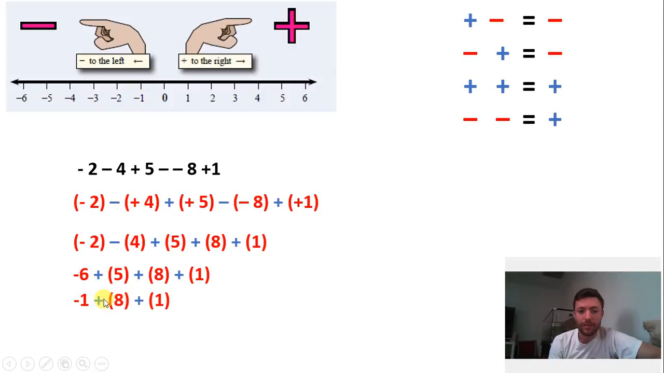So -1 plus 8 plus 1. So now -1 plus 8. So I'm going to go 1, 2, 3, 4, 5, 6, 7, and we would have gone to the 8, but we started at -1, so that would have been 7. And then 7 plus 1, which you should know is 8. So our answer, if we simplified this down, we get 8. Might be a little bit complicated, it might be really easy, up to you. But if you have any questions, come see me.